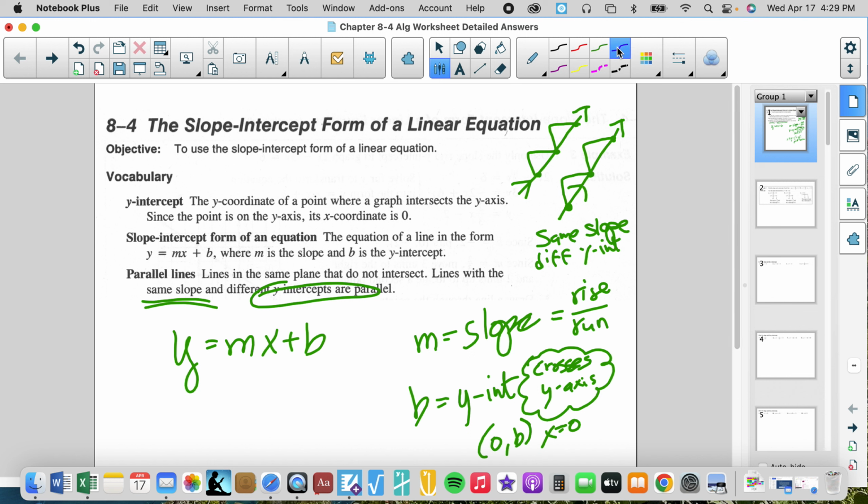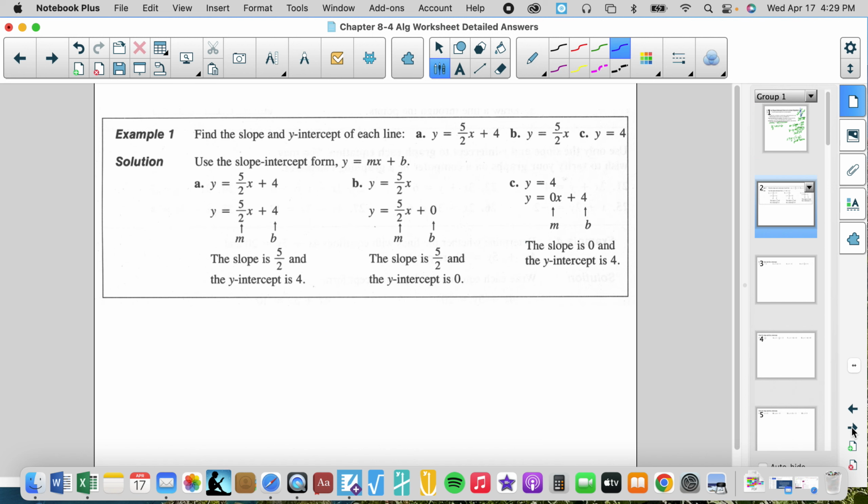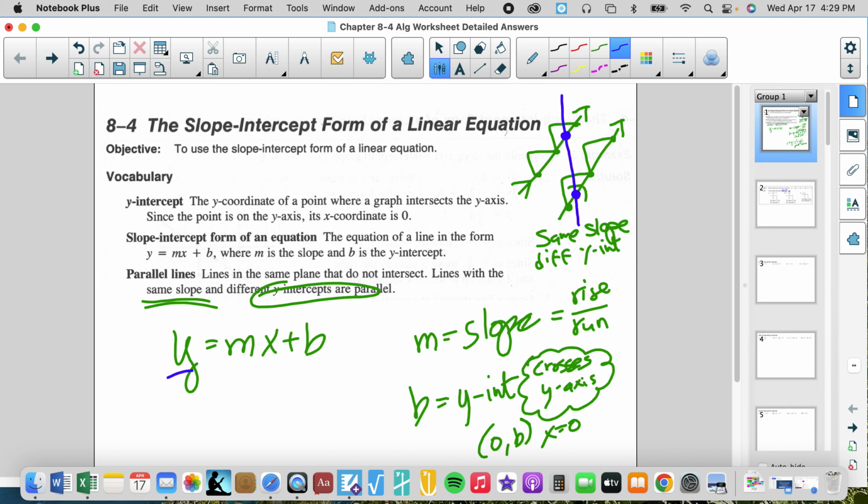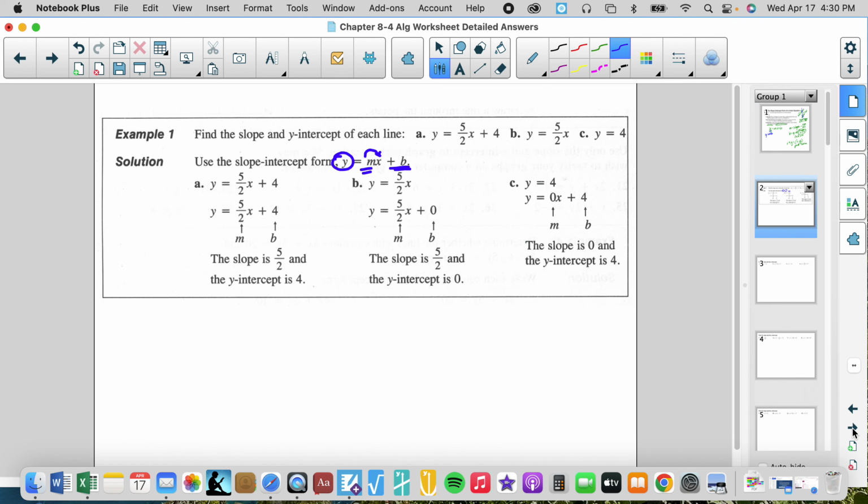So if this is my y-axis, that would be the y-intercept for the first line. This would be the y-intercept for the second line. So that's what we're doing. Find the slope and the y-intercept. So we're going to pull out the coefficient of x, and we're going to look for the constant, and we have to solve for y. I guess I didn't do that. Y must be isolated. Isolate y, get y by itself, move everything else to the right.